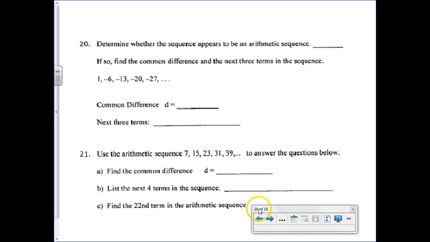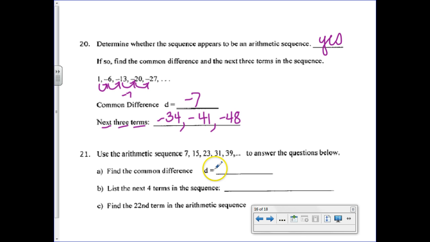All right, next, to determine whether the sequence appears to be arithmetic, and if so, find the common difference and the next three terms. So I'm looking from here to here to here to here, and every single time I change by a decrease in 7. So is it arithmetic? Yes. Common difference is -7. The next three terms would be -34, -41, and -48.